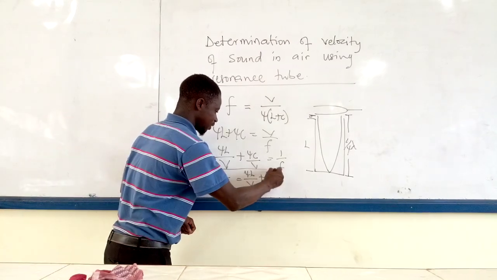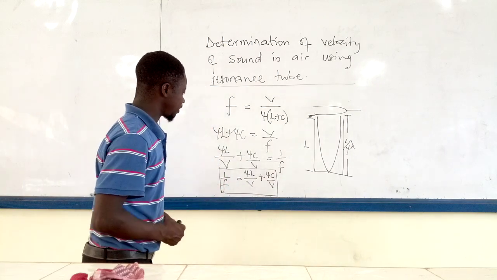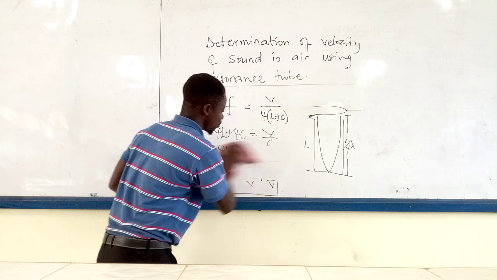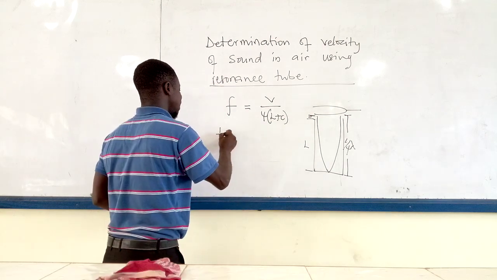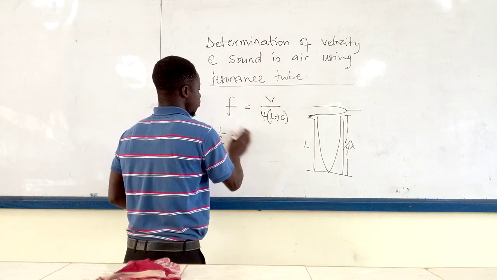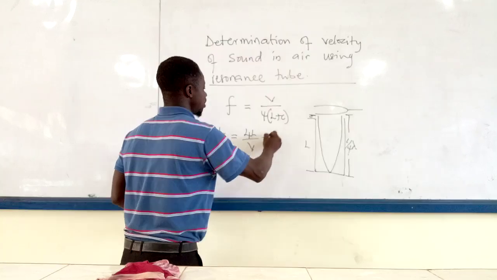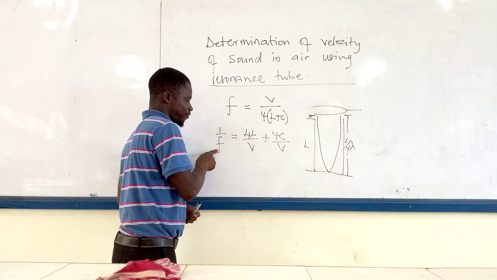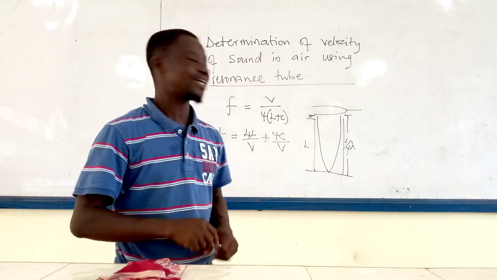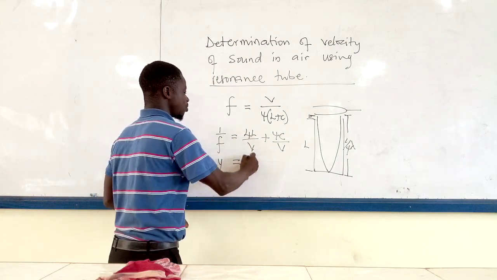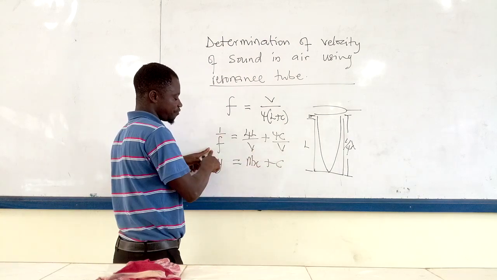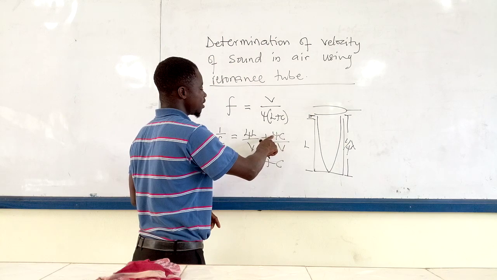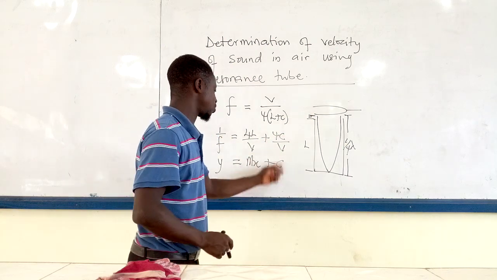So from this relation I have written here, if you understand how I went through the mathematics, let me clean the whole of this and write it boldly so I can see it. So I'm going to get 1 over F is equal to 4L over V plus 4C over V. So if we plot a graph of 1 over F against L, that graph should give us a straight line. When we compare this with y is equal to mx plus c, our y is 1 over F, our x is L. So the slope of the graph is going to give us 4 over V, and the intercept of the graph is going to give us 4C over V. The whole intercept is equal to 4C over V.